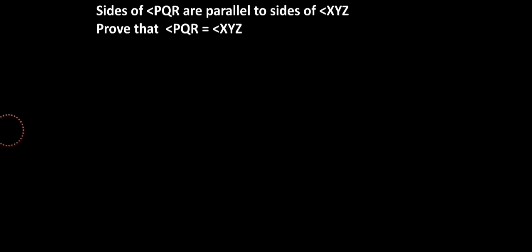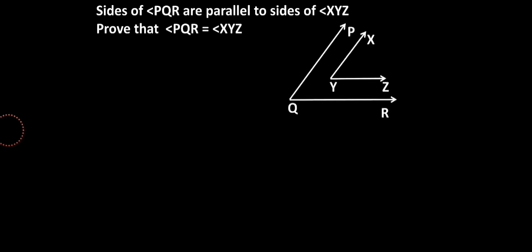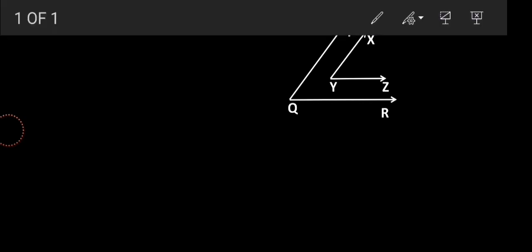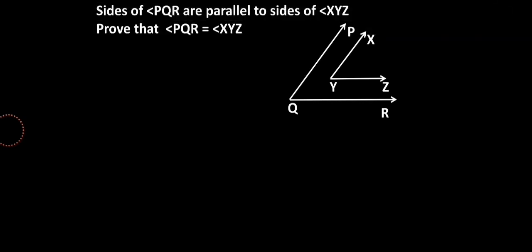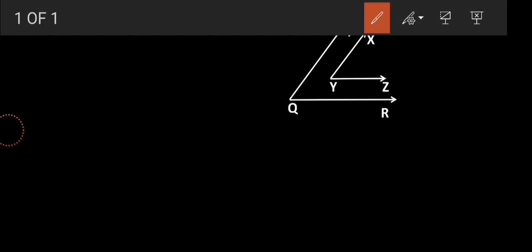Boys and girls, here we are with question number 4 of the exercise. The question says sides of angle PQR are parallel to angle XYZ, and we need to prove that both the angles are equal, right? So here is the diagram. If you observe the diagram, there is no link given between the angles presently, right? Though the sides are parallel to each other, no transversal is shown in the diagram.